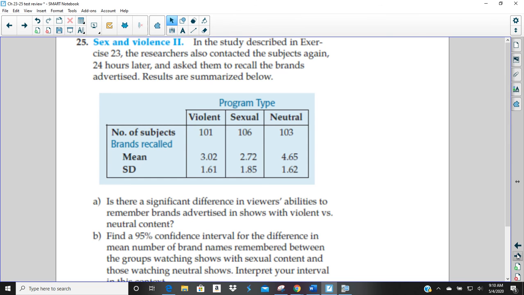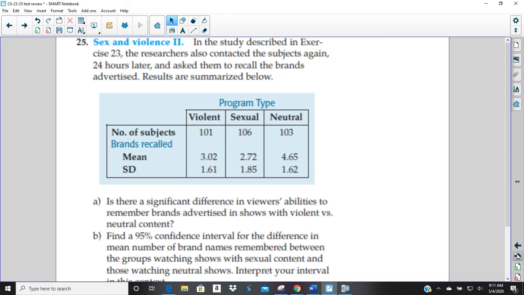Let's look at this. I just want to jump through the assumptions and conditions on it and go through this. So we have here, don't worry about this as there's a previous exercise. They were calling people about whether they saw and remembered ads. And we have violent programs, sexual programs, I guess, whatever, and neutral programs. And they have a mean number of brands they recalled and the standard deviation. And they asked tons of people, 100 people for each different type. Is there a significant difference in viewers' abilities to remember brands advertised in the show versus violent and neutral content?